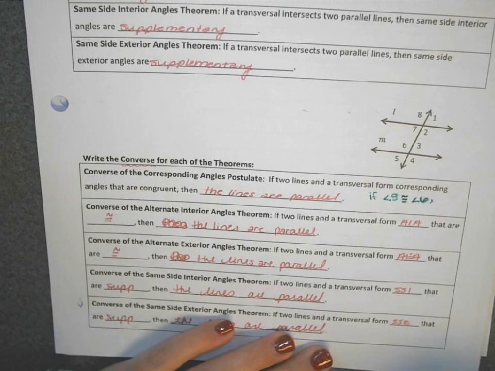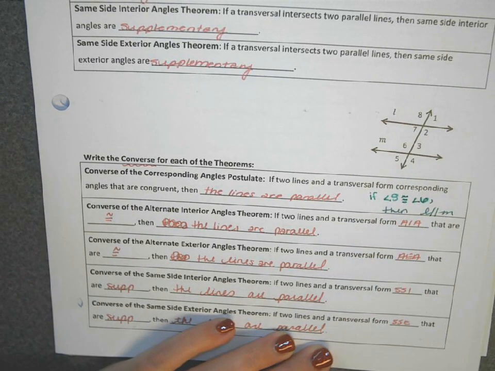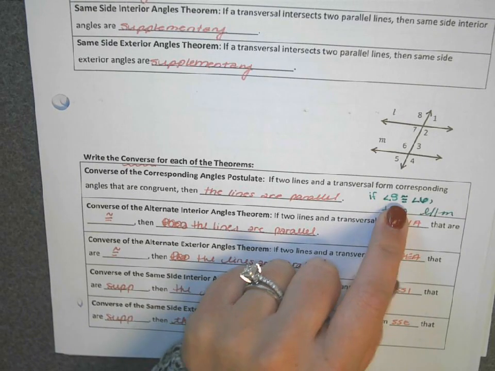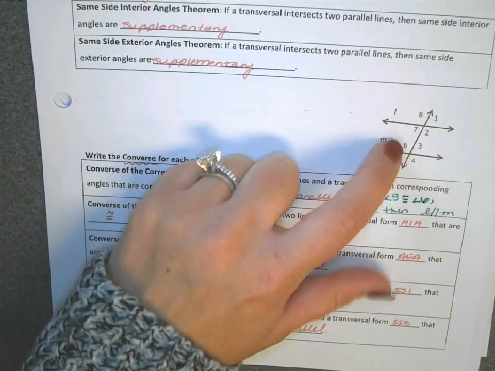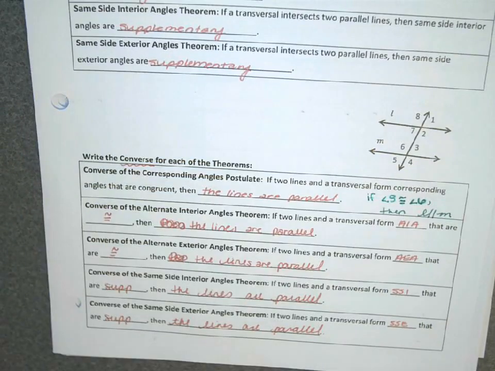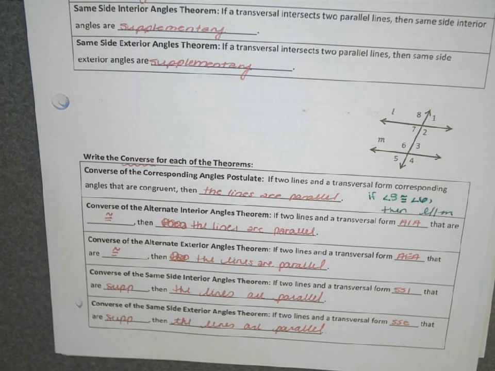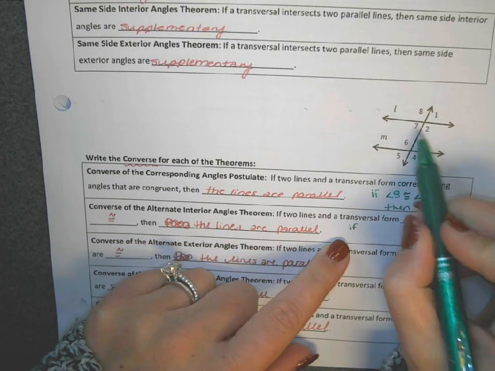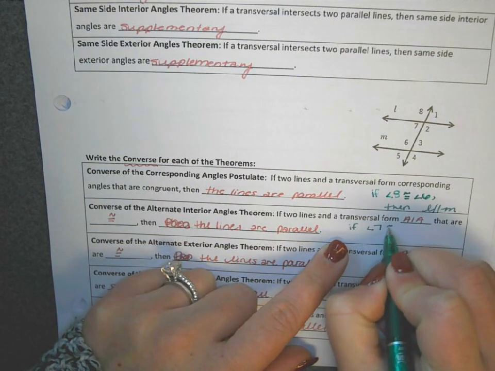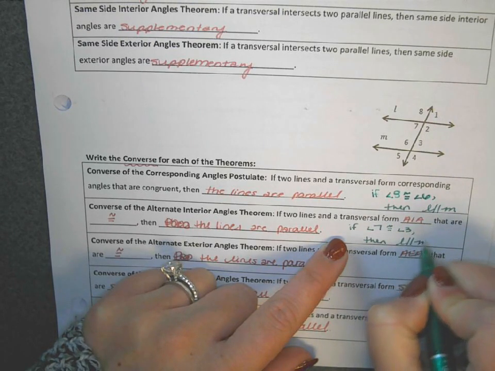Then we know that L would be parallel to M because 8 and 6 are corresponding angles. So if I know that 8 and 6 are congruent, I can then say, okay, L and M are parallel because corresponding angles are congruent. Does that make sense? For this one, if I said these are alternate interior angles, so if angle 7 is congruent to angle 3, then I know that L is parallel to M.